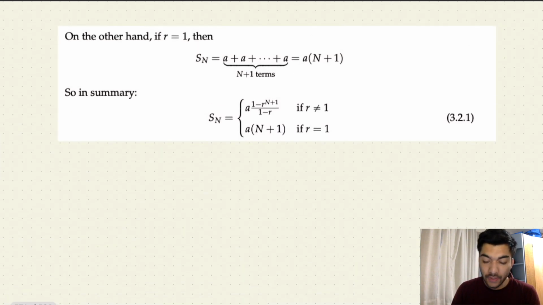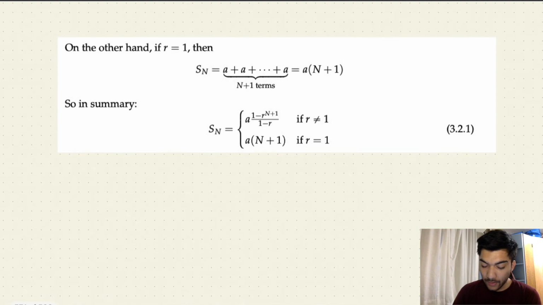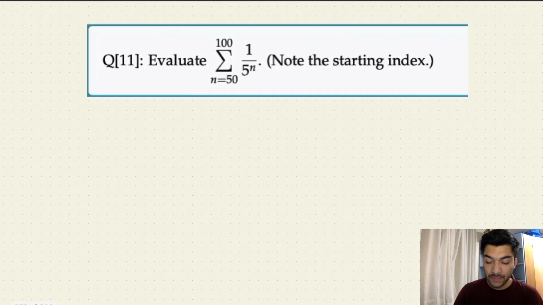In the last video, we derived that if we have a common ratio which is not equal to 1, we follow this formula for the sum of a geometric series. But if the common ratio is equal to 1, our formula gets simplified to a times n plus 1, instead of using this formula, because this formula has a discontinuity in the denominator such that our r cannot be equal to 1. So by using all the concepts that we already know, let's calculate this one over here.